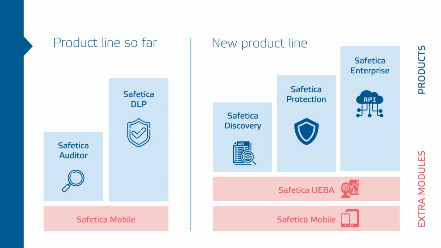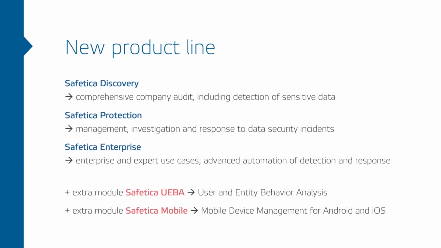The new product line complicates this a little bit. However, it makes each of the solutions easier to understand and to use. Maybe I'll switch here so that you can see the differences between every product. Now we have Safetica Discovery, which allows you to do a comprehensive company audit, because now it also allows you to specify and find sensitive data.